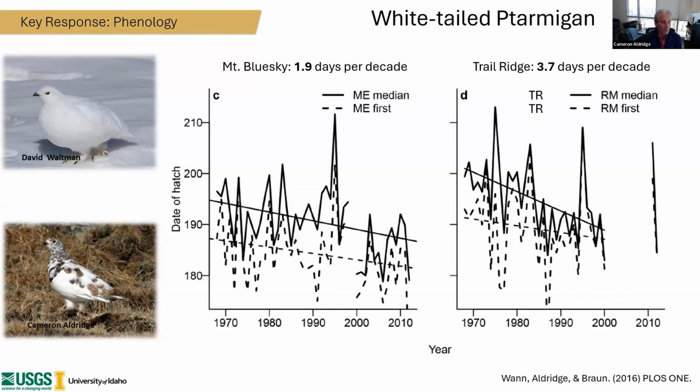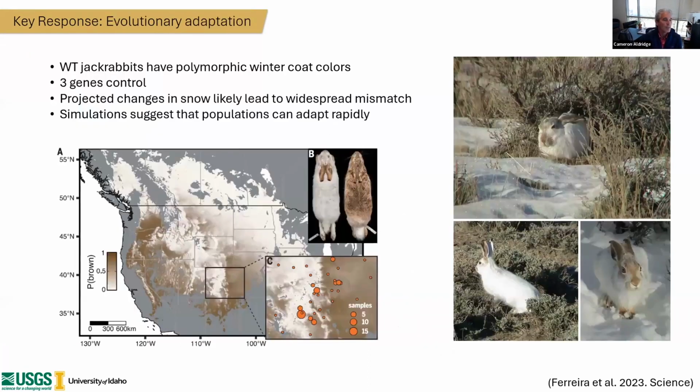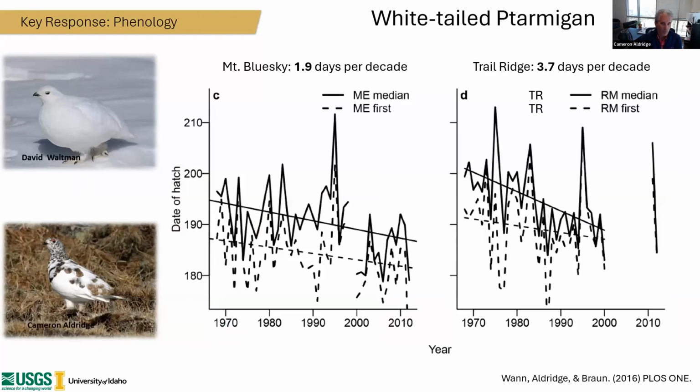We are seeing that those hatch dates are moving forward by as much as 2 to 4 days per decade, and we have over 50 years of data looking at this, and birds are trying to match and meet that environment. But again, we don't know how plastic they are and how much they can evolve and continue into the future. And for ptarmigan, this is the classic example of the escalator to extinction: if everything shifts upslope, there's only so much mountain left where they can persist.